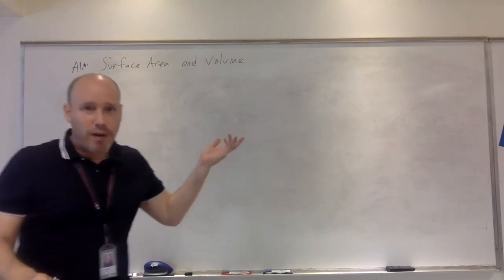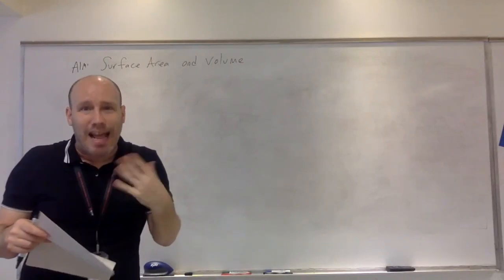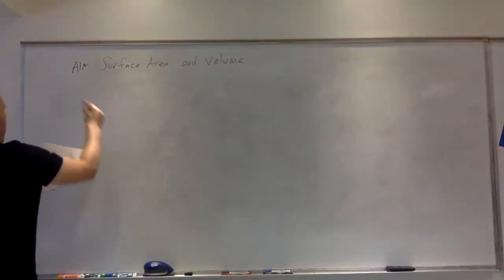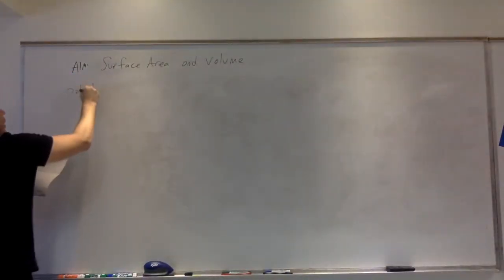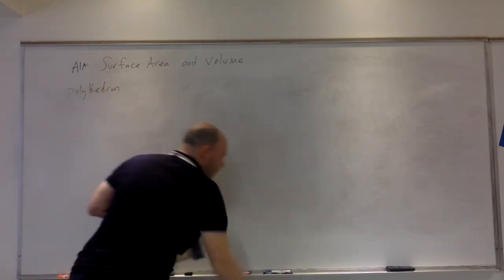So we saw in the video the different shapes. So we want to talk about surface area, which was the paper needed to make the object, and when you fold it up, there's space inside. That's volume. So the first thing we want to talk about is something called a polyhedron.